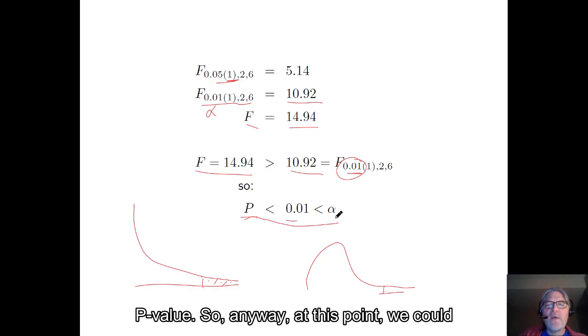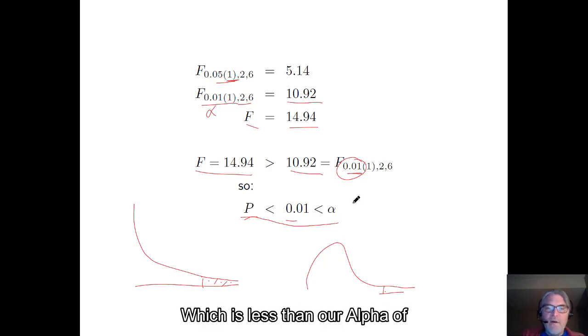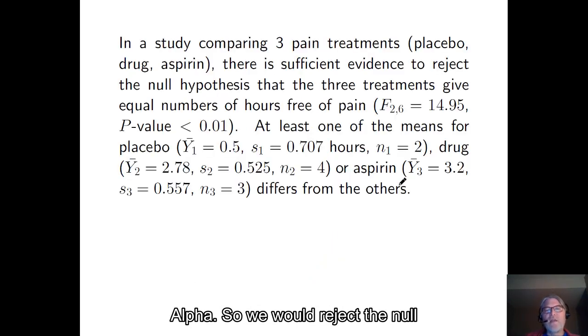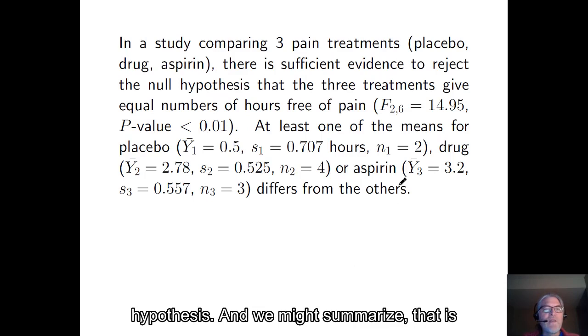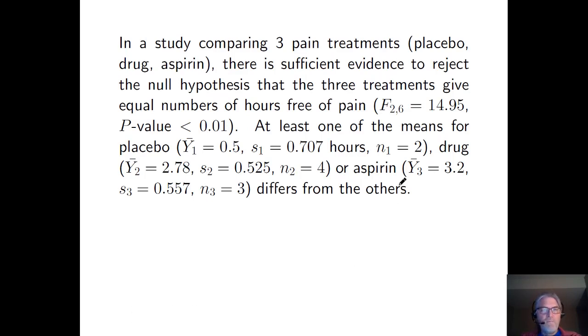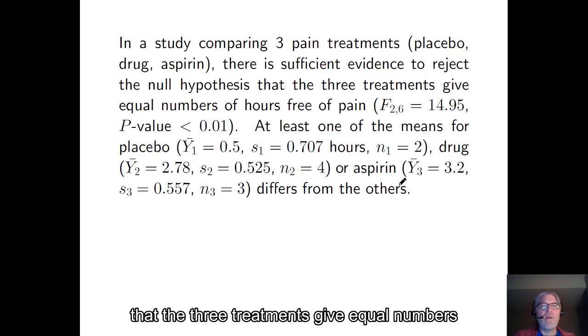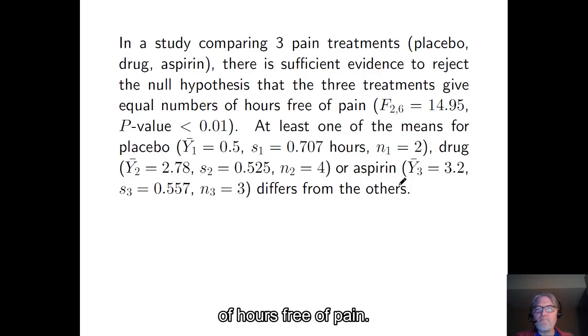So anyway, at this point, we could say that the p-value is less than 0.01, which is less than our traditional alpha of 0.05, so we would reject the null hypothesis. And we might summarize that as: in a study comparing 3 pain treatments, a placebo, a drug, and an aspirin, there's sufficient evidence to reject the null hypothesis that the 3 treatments give equal numbers of hours free of pain.